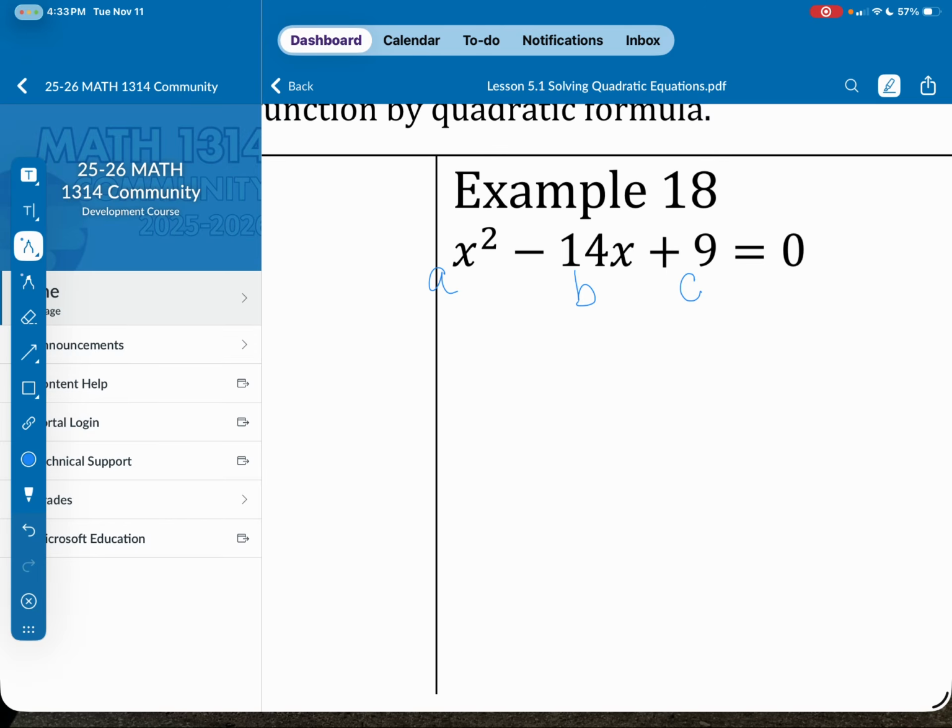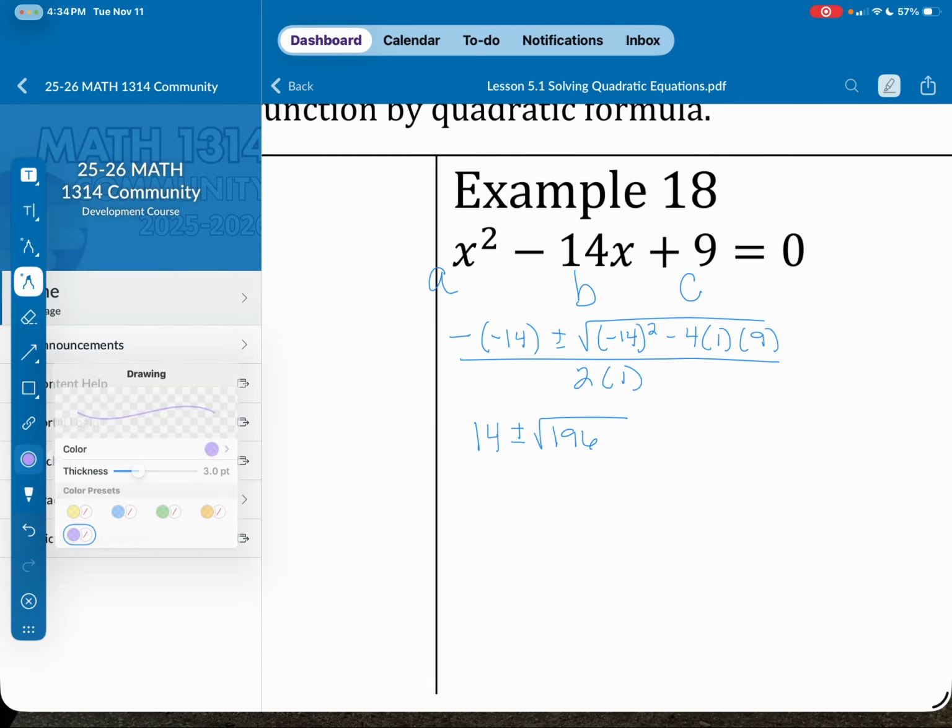So our formula says negative B, so negative, but B's negative 14. Plus or minus the square root of B squared minus 4 times A, which is 1, and C, which is 9, all over 2 times 1. So negative times negative 14 is a positive 14. So positive 14 plus or minus negative 14 squared is 196.